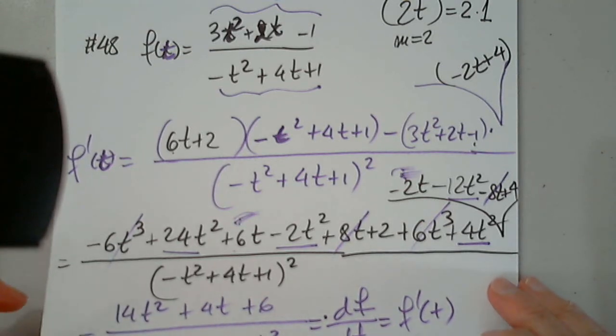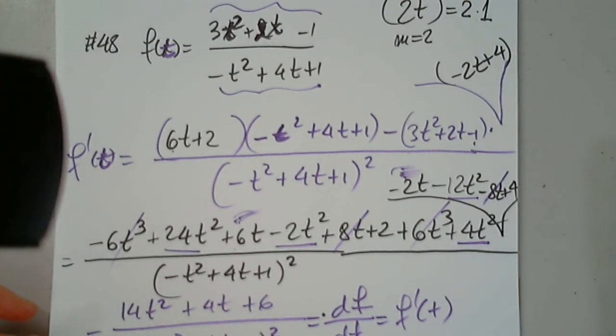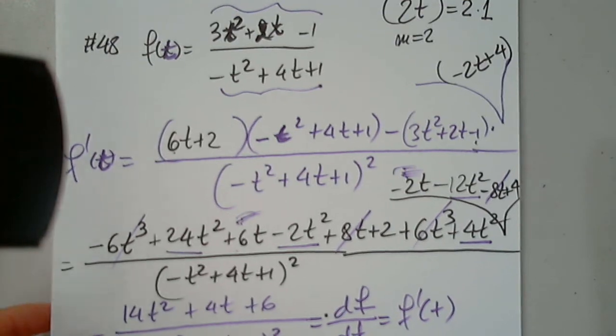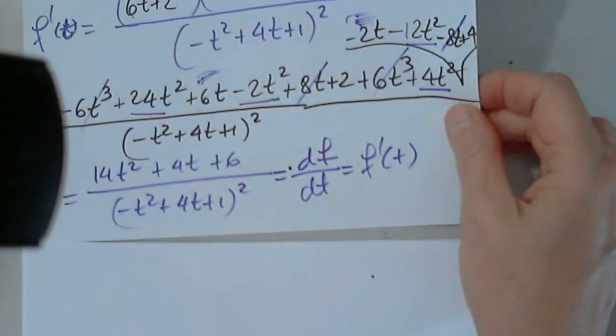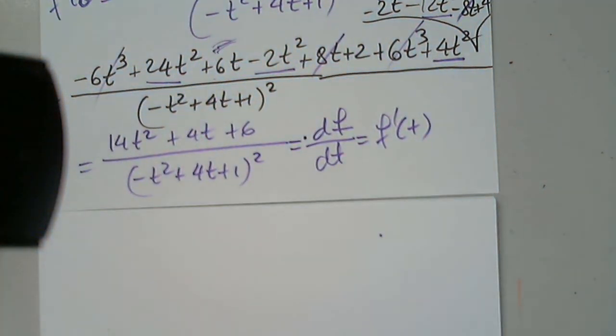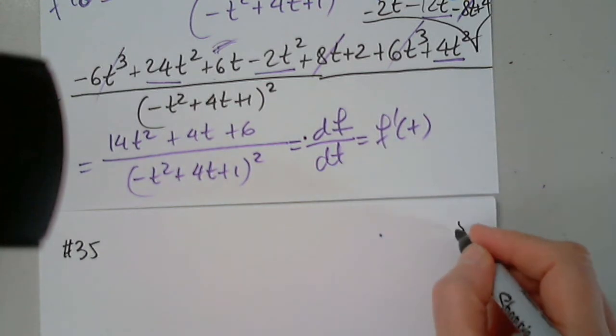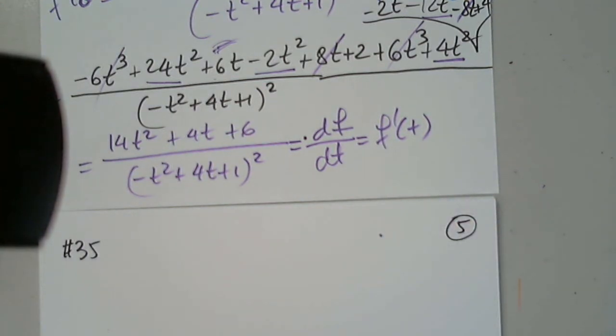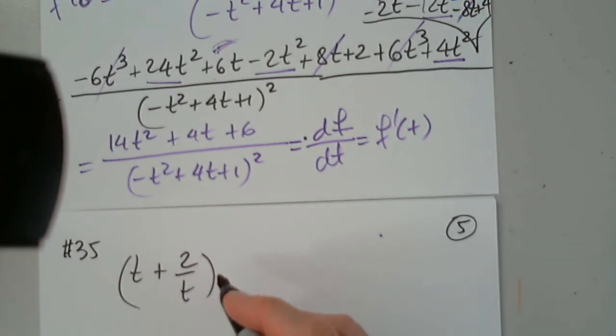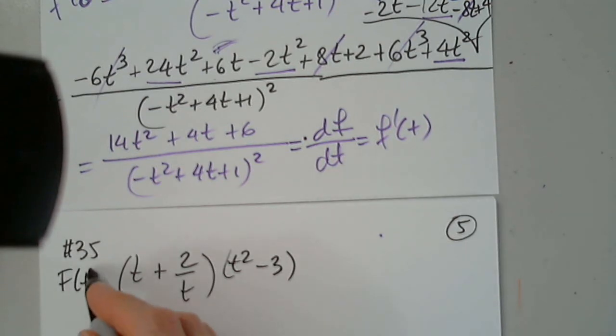So there are not problems in this area. They're not really very friendly. They're quite annoying. But we are only practicing. So allow me to choose this time. I'd like to choose 35. And I'm on page 5. So we have t plus 2 over t, and then t squared minus 3. So this is f of t.